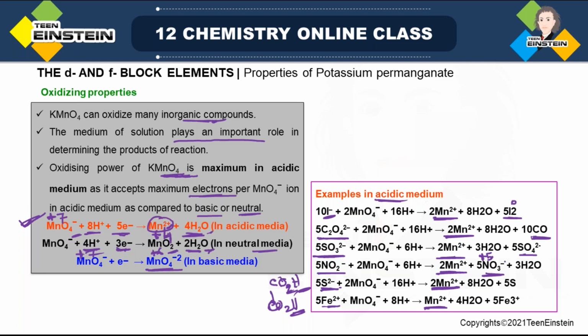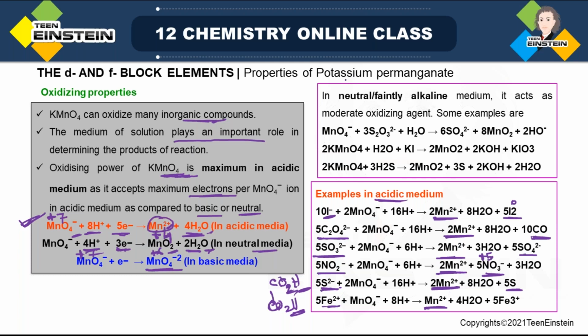Then H2S, sulfide ion, is converted to 0. So again loss of electrons. And Fe2+ is converted to Fe3+. This is also loss of electrons. So these are examples of KMnO4 acting as an oxidizing agent in acidic medium.